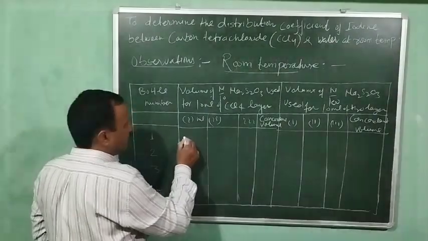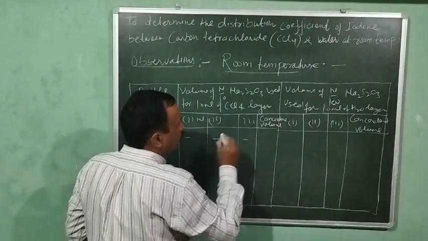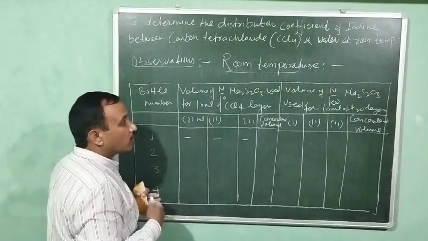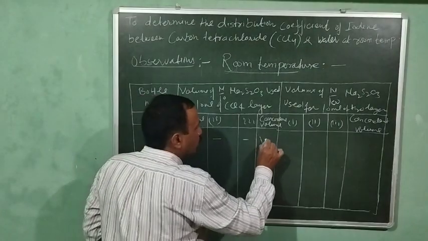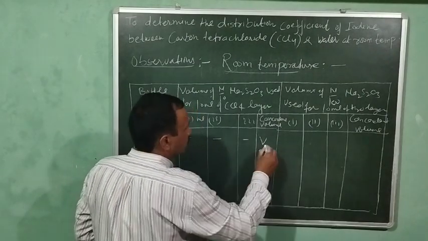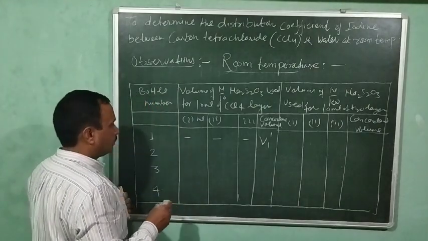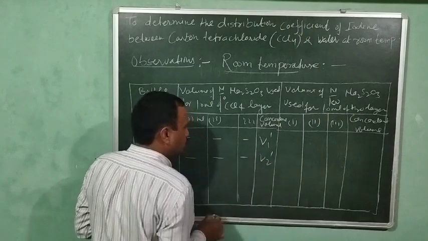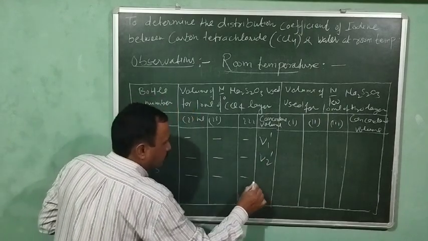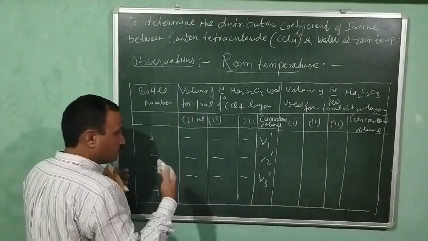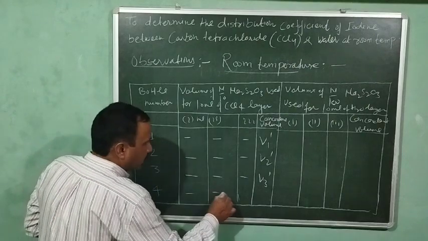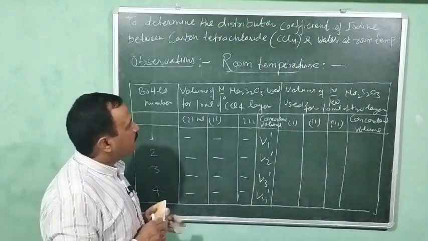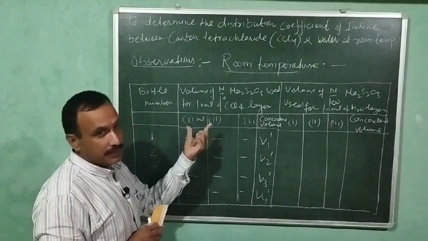And as I said, we will have 3 values of volume used, and from here we will note the concordant volume, and let the concordant volume for the bottle number 1 be V1 prime, and for the bottle number 2 it is V2 prime, and likewise V3 prime for bottle number 3 and V4 prime for the bottle number 4. And these are the values for the CCl4 layer.